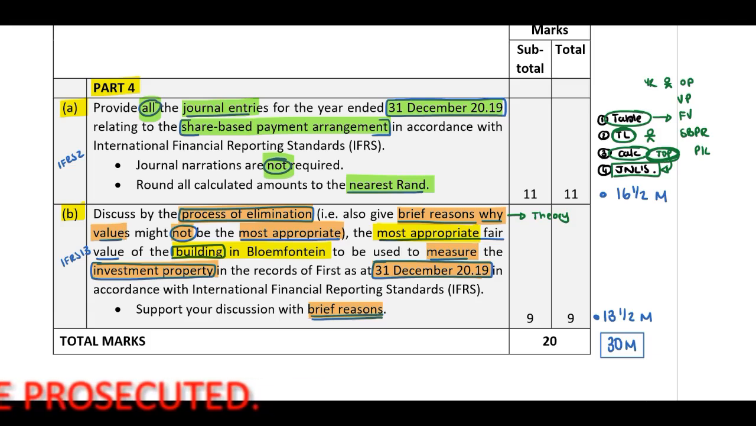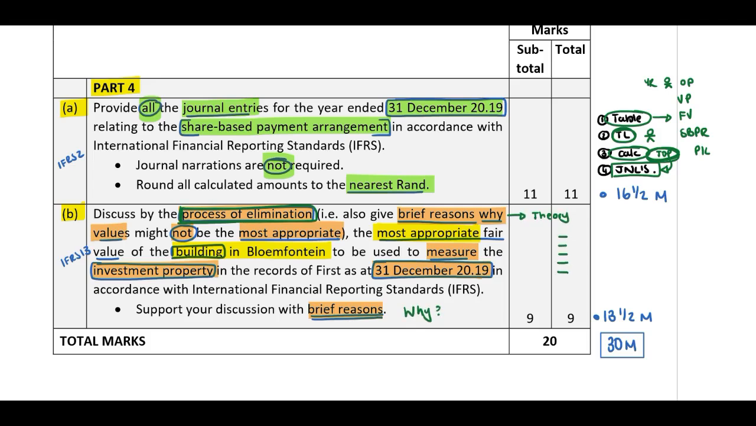Why? Now, why do you say what you're saying? And you need a process of elimination. Therefore, identify in the scenario that they've provided you with a few amounts. You need to work through these amounts from the top. Identify the most appropriate amount. Yes, no, yes, no. And conclude on a final best case scenario amount that they can use to measure the investment property. Okay, so this is 9 marks.